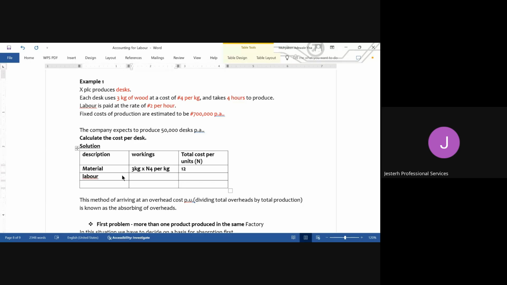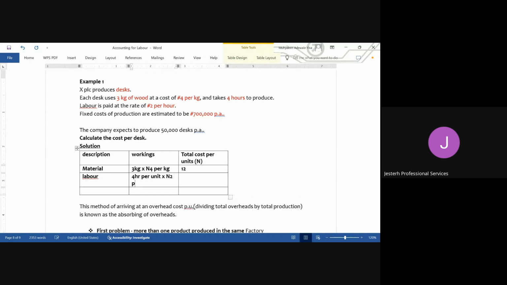Now, in the labor aspect, they say for us to produce each unit of this desk, we are going to spend 4 hours per unit. And then how much are they going to pay labor for every hour they spend in processing this desk? So the question says labor is paid at the rate of 2 naira per hour. Now it means we are going to pay labor at the rate of 2 naira.